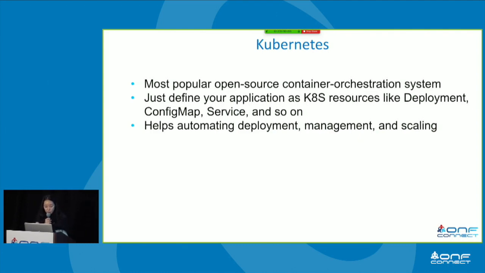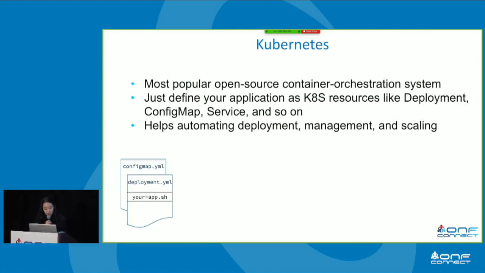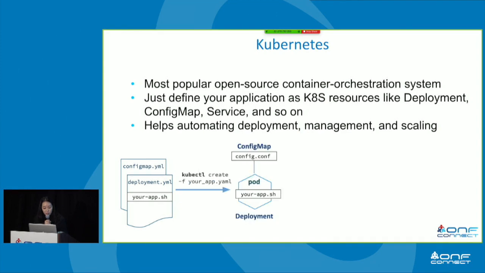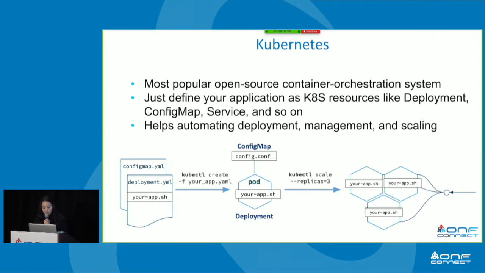Kubernetes is the most popular open source container orchestration system. To run your application on Kubernetes, you just define your application as Kubernetes resources. Typically, the process you're running your application in becomes a pod or deployment, configuration files become a config map, and virtual IPs that proxy your multiple application instances become a service. Once you change your application to Kubernetes resources, Kubernetes will take care of deployment, management, and even scaling.